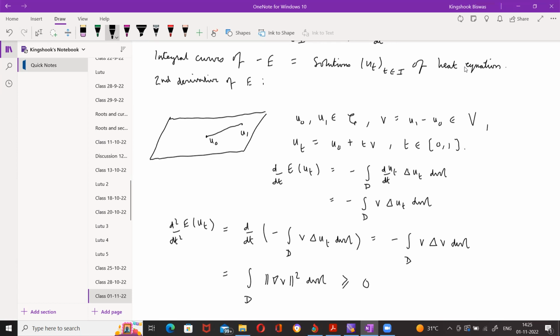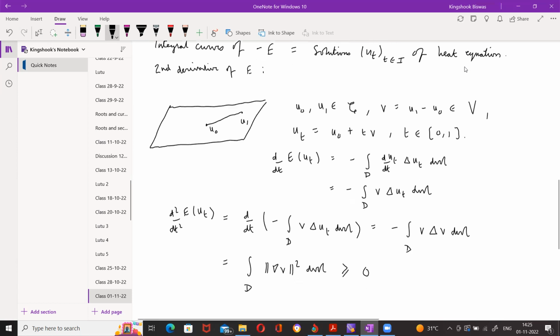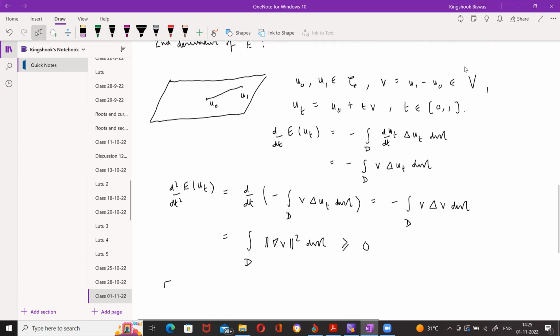That means this function, E of u_t along this straight line, is convex. So restricted to straight lines, the energy function is convex. Therefore, E is convex restricted to straight lines in C.